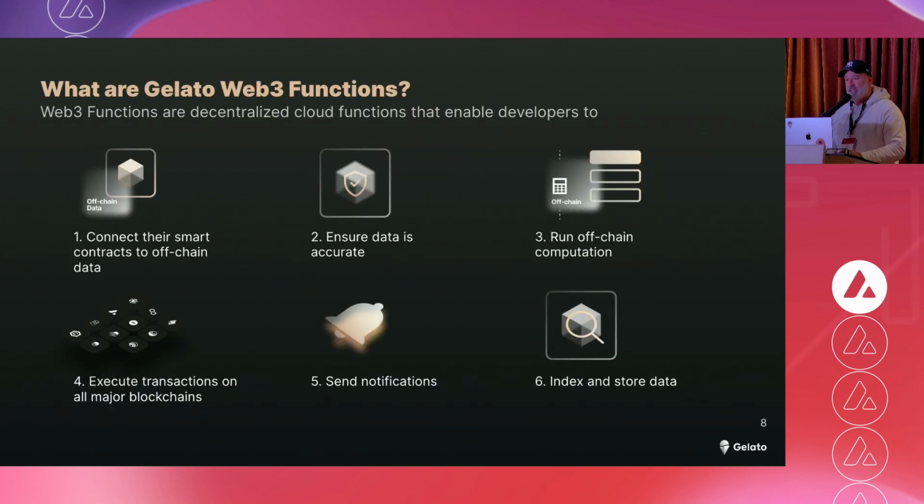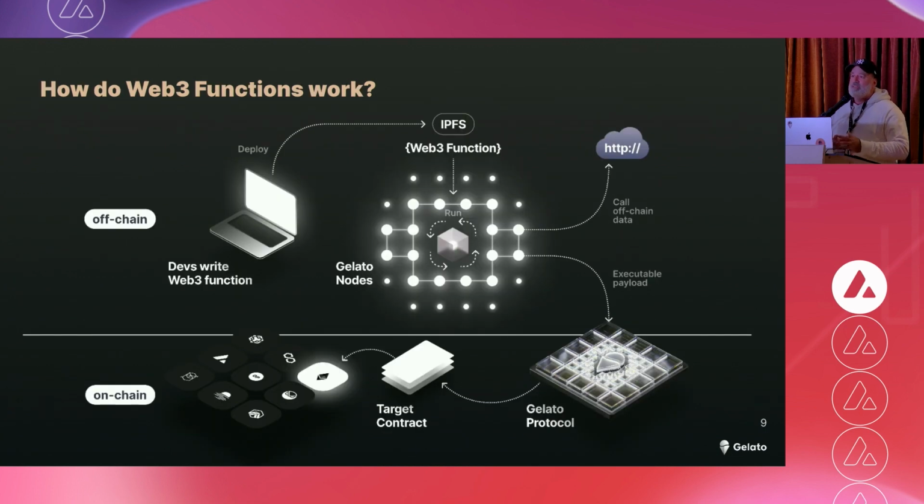Then, what are Gelato Web3 functions? Gelato Web3 functions are a kind of Web3 AWS Lambda functions or Google Cloud functions. And what they do is they enable developers to connect your smart contracts with off-chain data to ensure that the data is accurate, to run any off-chain computation you may need, to execute transactions in all major EVM blockchains, to send notifications for your users, or to index and store data.